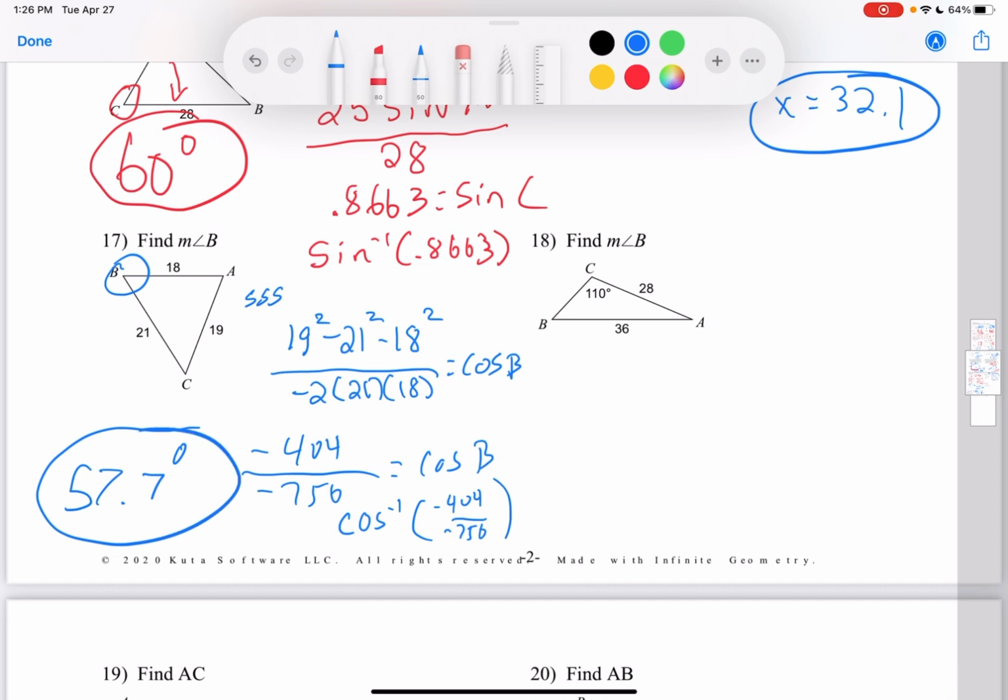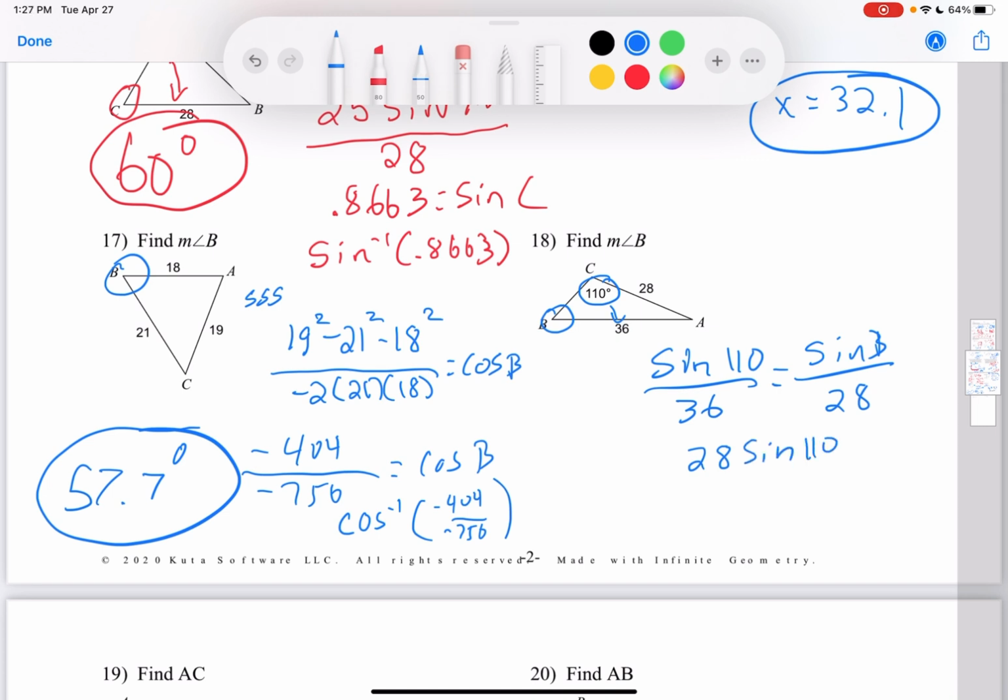Number 18, find angle B. I know the measure of an angle and its opposite side, so that's the law of sines. So I'm going to go the sine of 110 over the length of its opposite side is equal to the sine of B over 36. Nope, not 36, my apologies. Should be sine of B over 28. So we're going to go 28 times the sine, cross multiply, of 110, and then divide that by 36. That'll give us the sine of B.